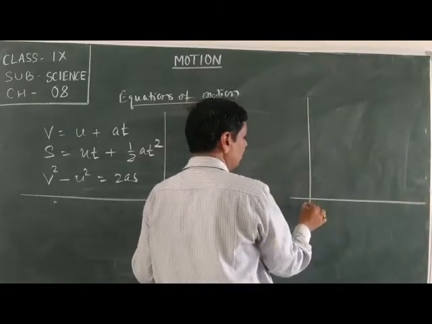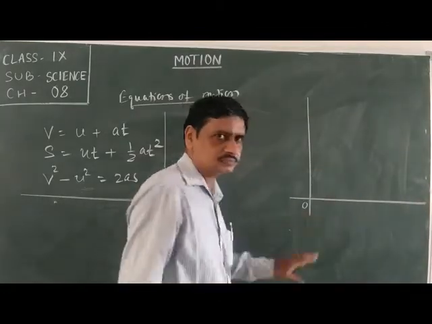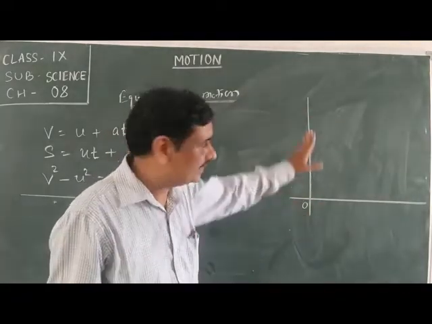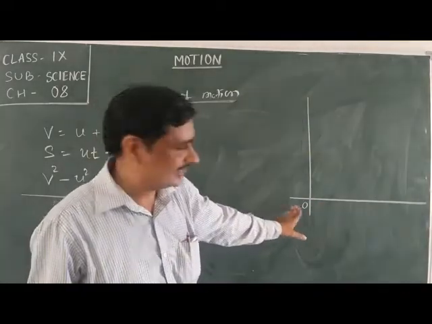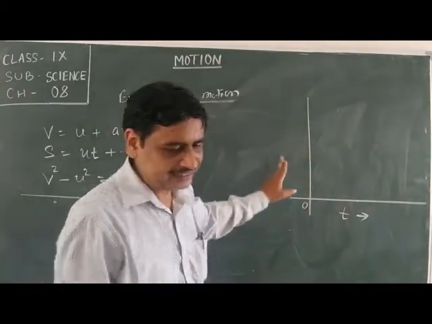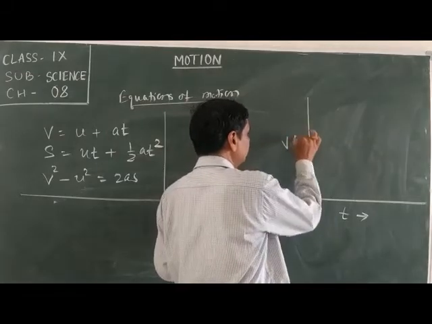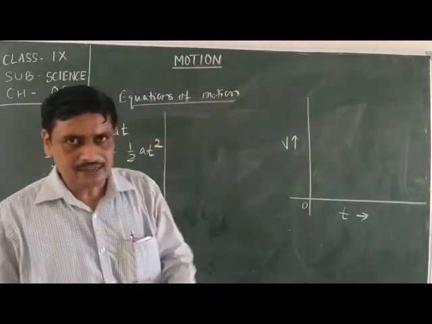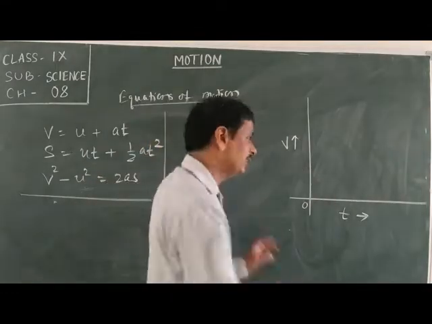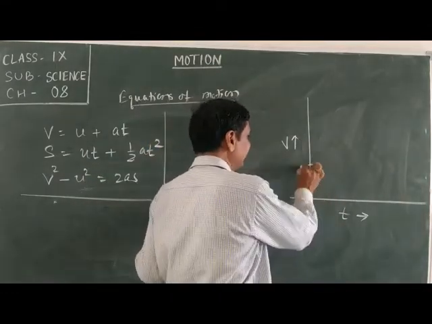Here, the x and y axes intersect each other. The x axis shows the time and the y axis shows the velocity. If an object or a body is moving with some velocity, then it is OA.